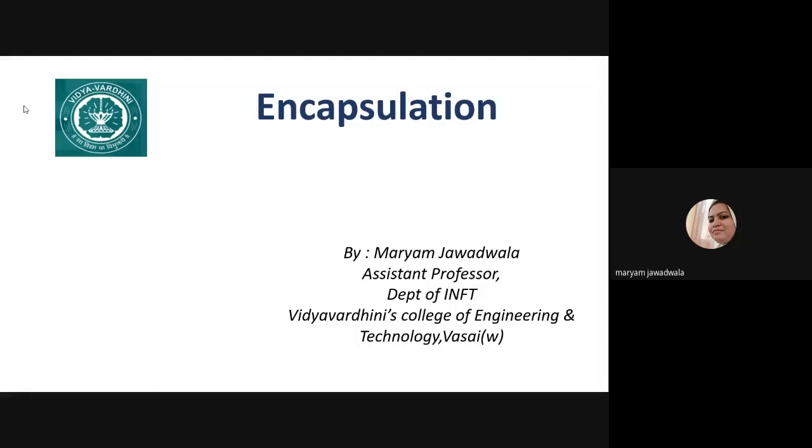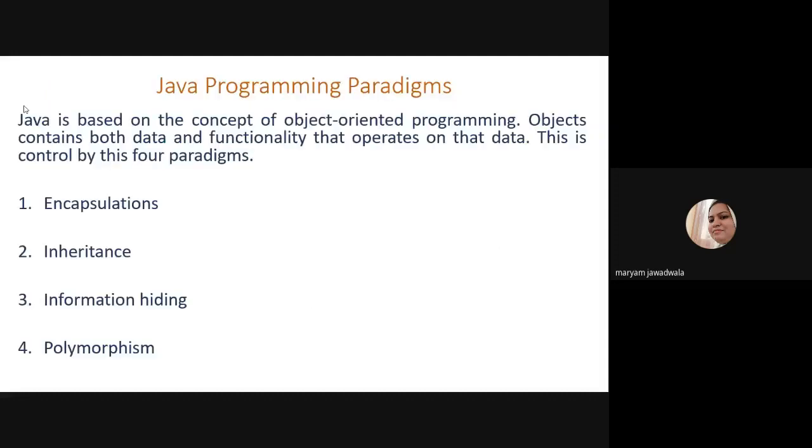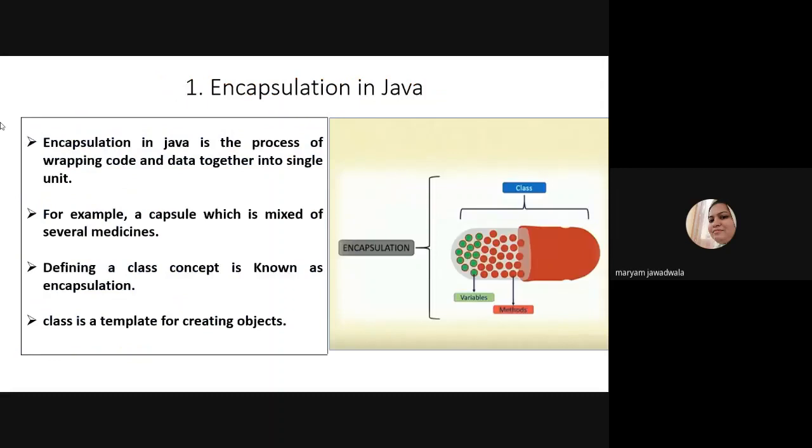What is the second pillar? If anybody remembers, the second one is inheritance. Third one is information hiding, and fourth one is polymorphism. In today's lecture we are going to discuss the first pillar, that is encapsulation. Right, so what is encapsulation?